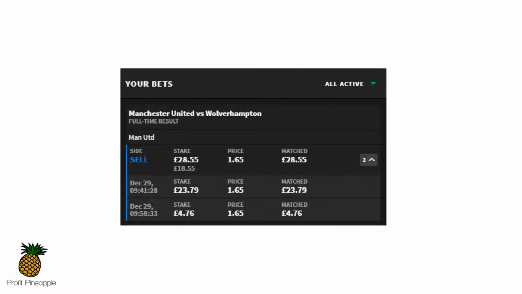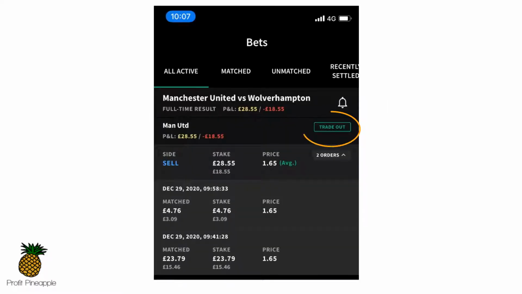Now if I was to just click on the green trade out button, what the exchange would do is it would cash me out of all my lay bets on that same market, which obviously isn't something that we want. We potentially want to cash out the lay bet we used on the 2up offer, if the team we back with a bookmaker goes 2 goals up. But we don't want to cash out of any other lay bets that we have.